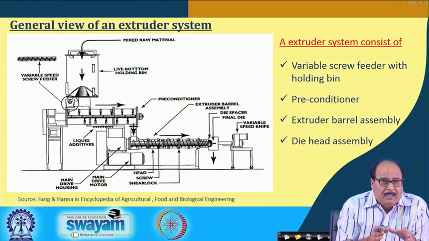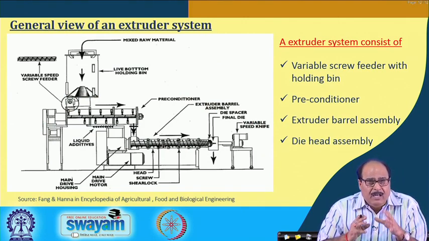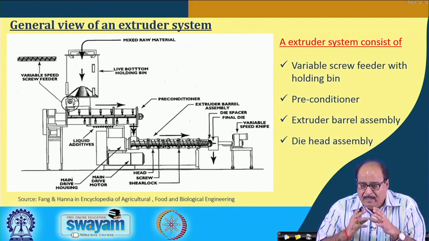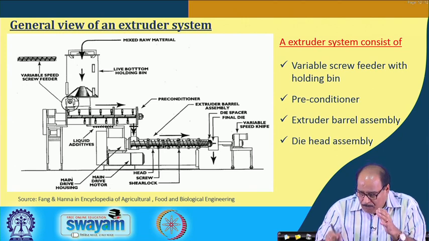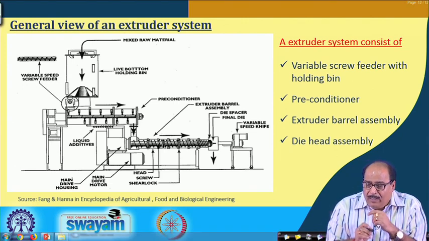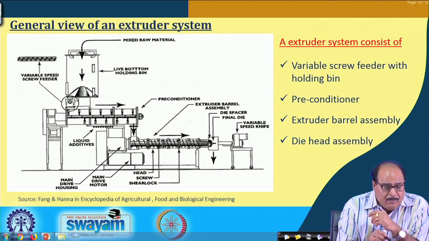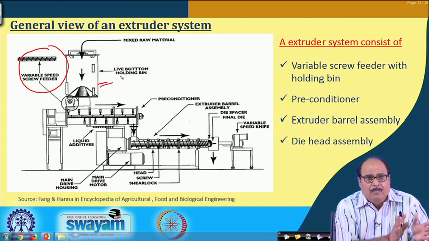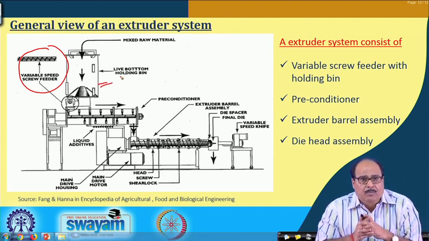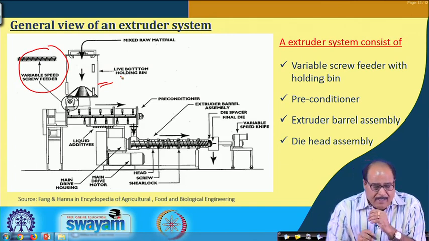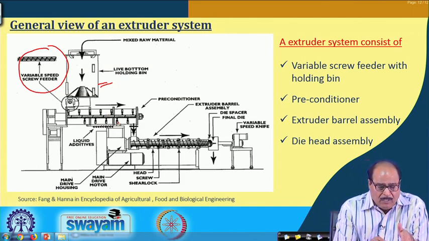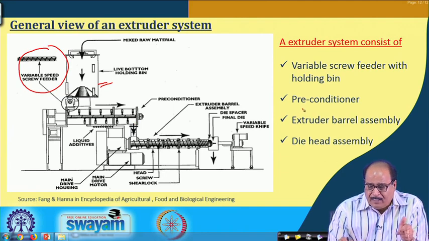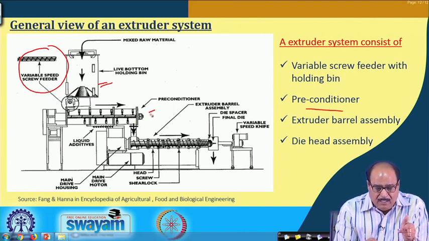In this figure, we have shown you a general view of an extruder system. In fact, an extruder system consists of the variable screw feed with the holding bin. Here you can see that this is a variable feed, and this is the holding bin. With the help of this, the material is put and stored in the bin, and then it is passed from the holding bin to the preconditioner. The preconditioner, you can see it here.